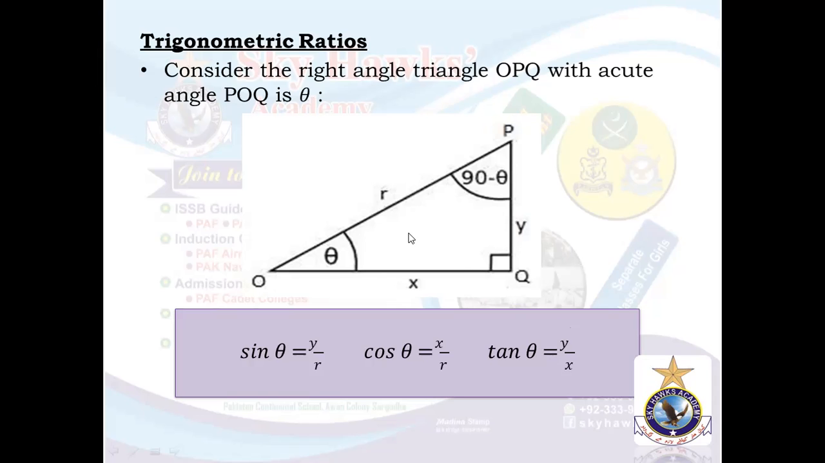So what is sec theta, secant theta? Secant is the reciprocal of cosine, right? So that means secant is going to be r over x. Absolutely right. The last one is cosecant theta. That's r over y. Absolutely right.